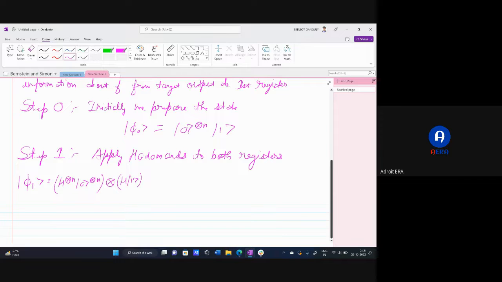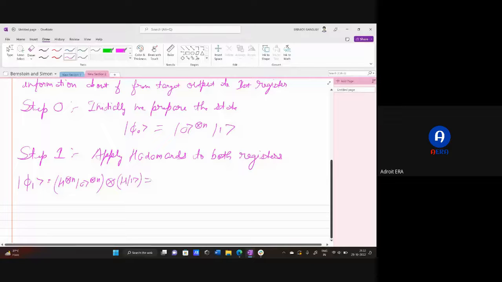Okay, and again, this is the same formula which I taught you last week. What was that formula? Hadamards applied to n qubits, right? Those formulas are very important, and I especially boxed them. Okay, there was a reason to do that, because we used them several times. So that is why you should definitely take a look at those formulas again.